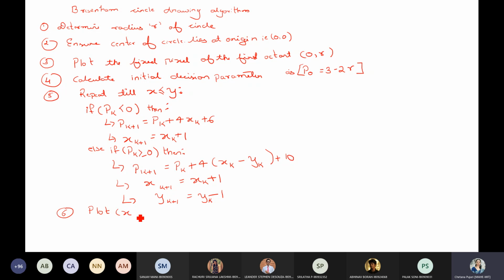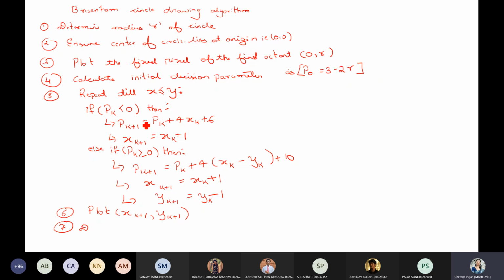You have to consider a coordinate system and plot the values obtained using this algorithm. Once you are done with the loop, which means you have calculated all the coordinates of the first octant, next what you are supposed to do? See, in the midpoint algorithm, only this will change. All other things will remain the same, right?